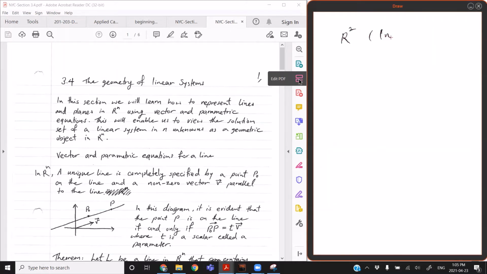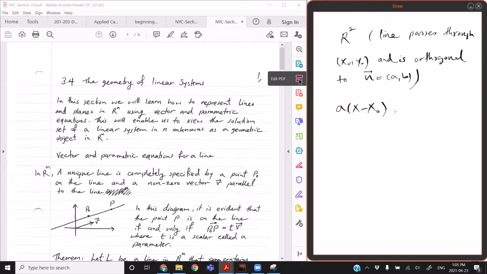So in R2, if you have a line that passes through, let's say, (x0, y0) and is orthogonal to the normal vector (a, b), we know how to write a point normal equation for that, and that point normal equation is going to be a times (x minus x0) plus b times (y minus y0) equals 0.